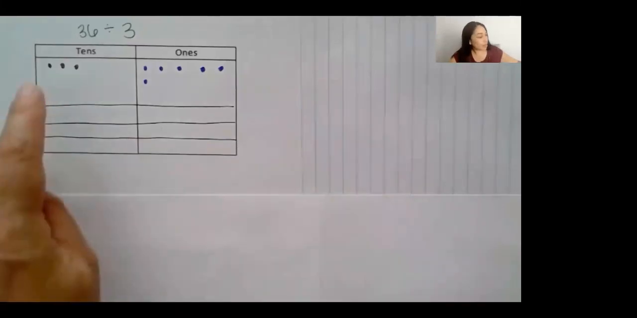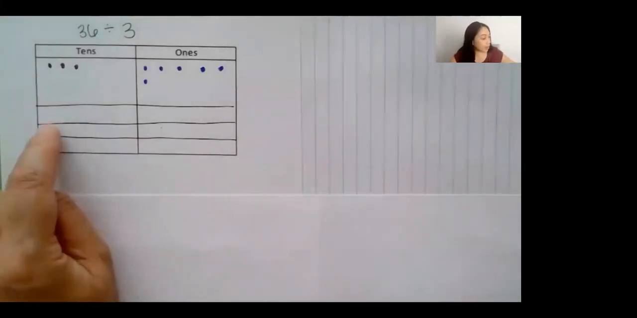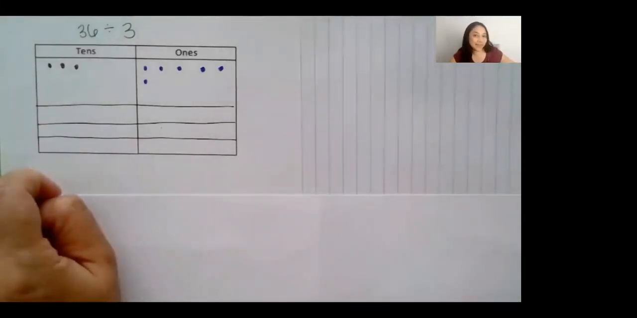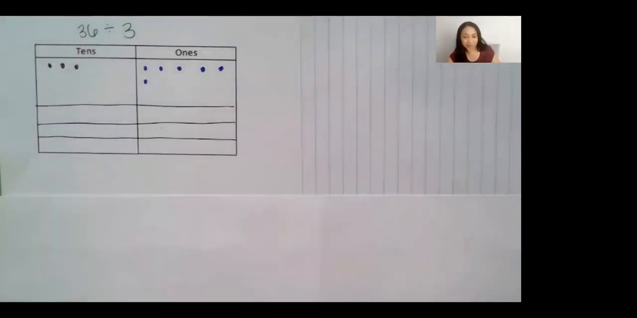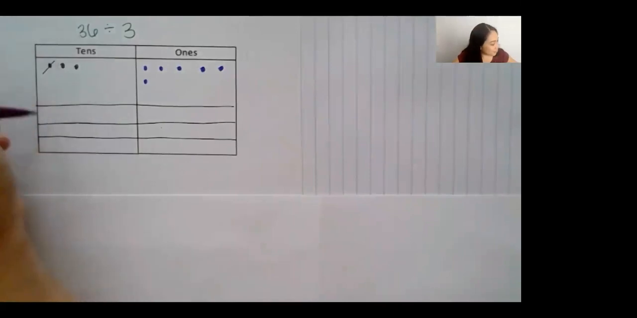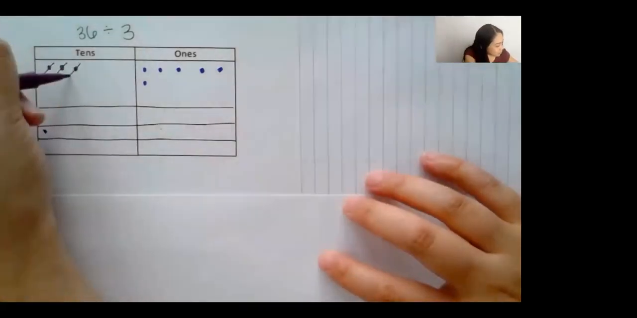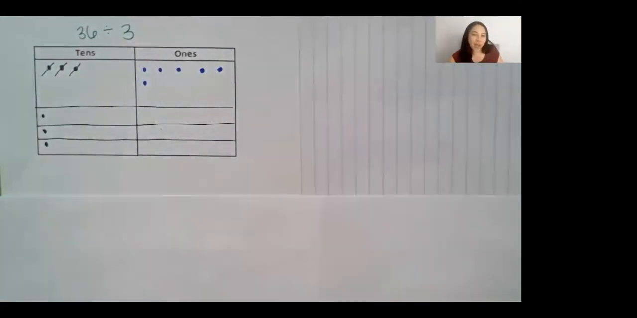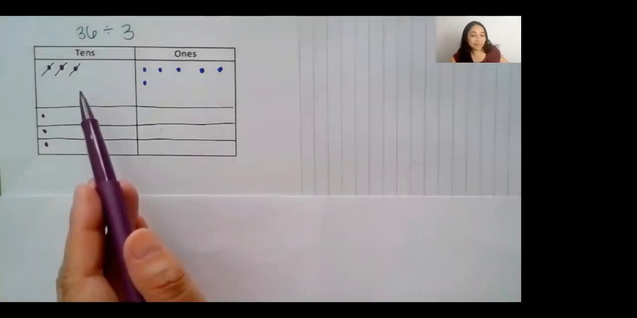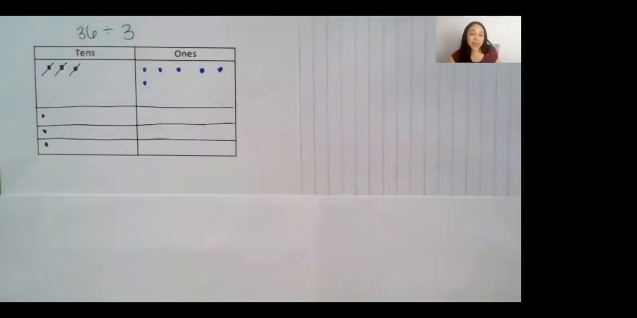The tens. 3 tens divided by 3 is 1 ten. Let's distribute the 3 tens and cross them off to show they are now divided equally into the 3 groups. Are there any left over? No. Let's move now to the next unit, the ones.